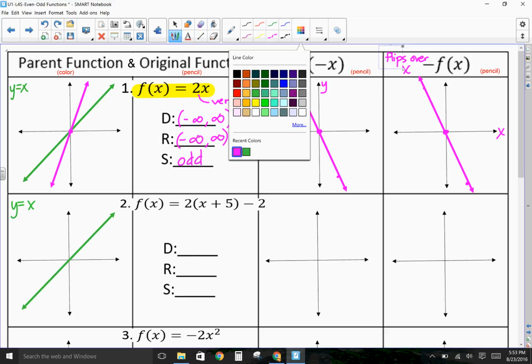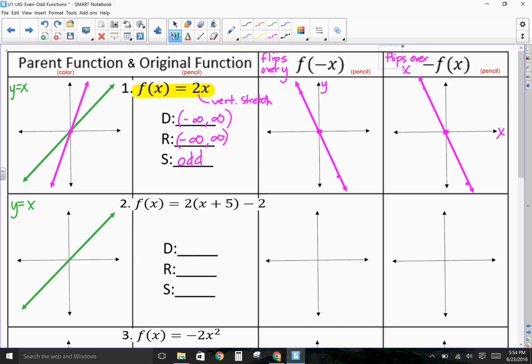And now we have to talk about what kind of changes. Actually, I'm going to change and go to this one. All right, what kind of changes? And we have a plus 5 and a minus 2, which everybody was able to tell me that that's minus 5, minus 2. And so my 0, 0 point has been shifted to the left 5 units and down 2 units to right here.